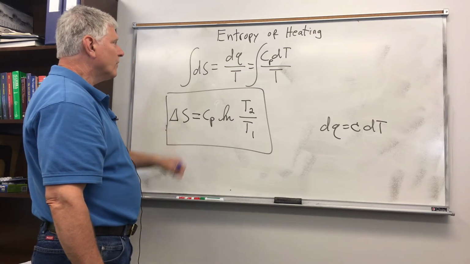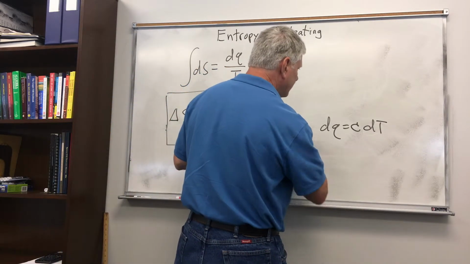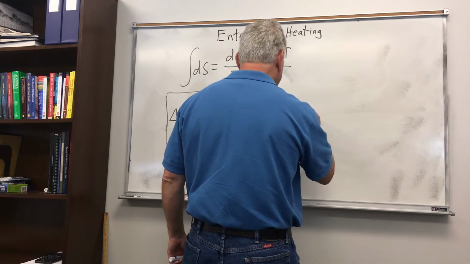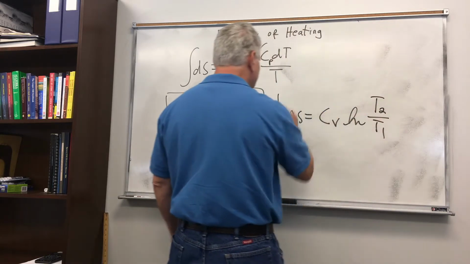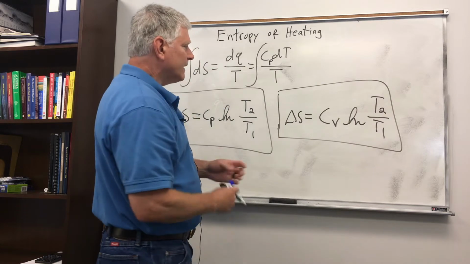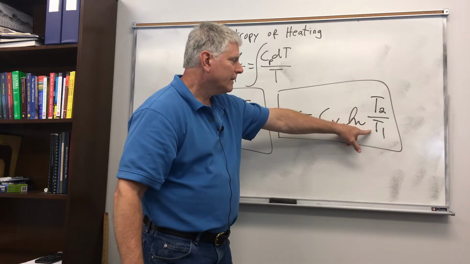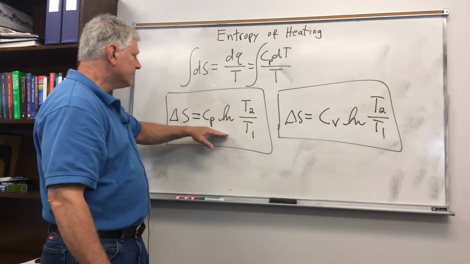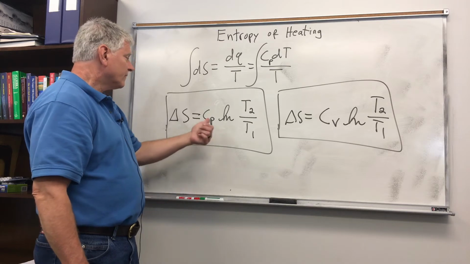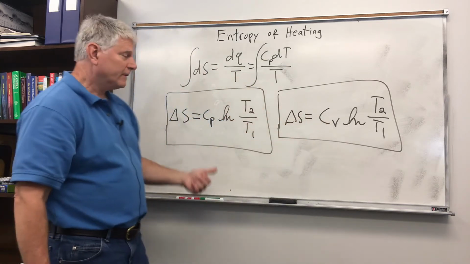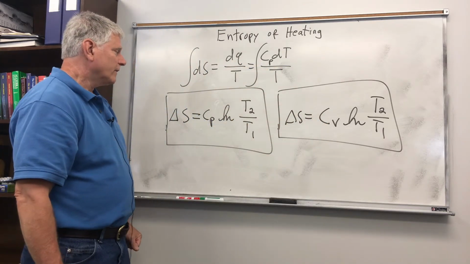We can also do this for constant volume heating, and we will have an analogous equation that will be delta S is equal to CV times the natural log of T2 over T1. So if we heat at constant volume, this would be the entropy change, and this is the final and initial temperature. So this is the equation to use for the entropy due to heating a substance. So it's different because CP and CV are different. So we'll have a different value if we do it at constant pressure or at constant volume.